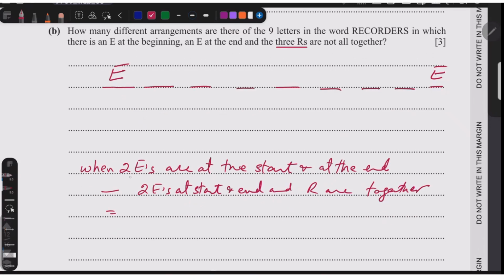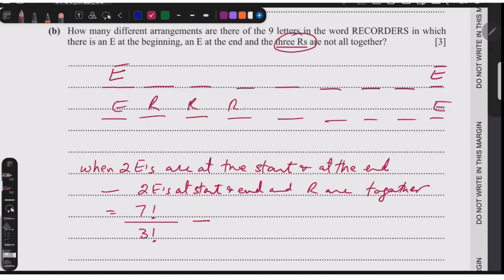Let's see, when 2 E's are at the start and end, we have 7 empty slots. We write it as 7 factorial, and 3 R's would be anywhere in this arrangement, so we divide it by 3 factorial, minus. The minus case is R's are not together. As we said, we consider R's are together. Okay, 1, 2, 3, 4, 5, 6, 7, 8, 9. This is E and this is E.